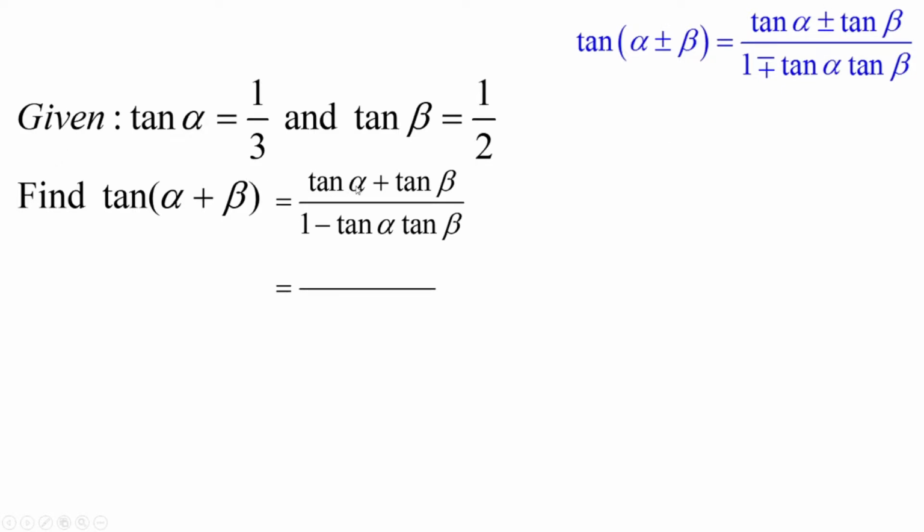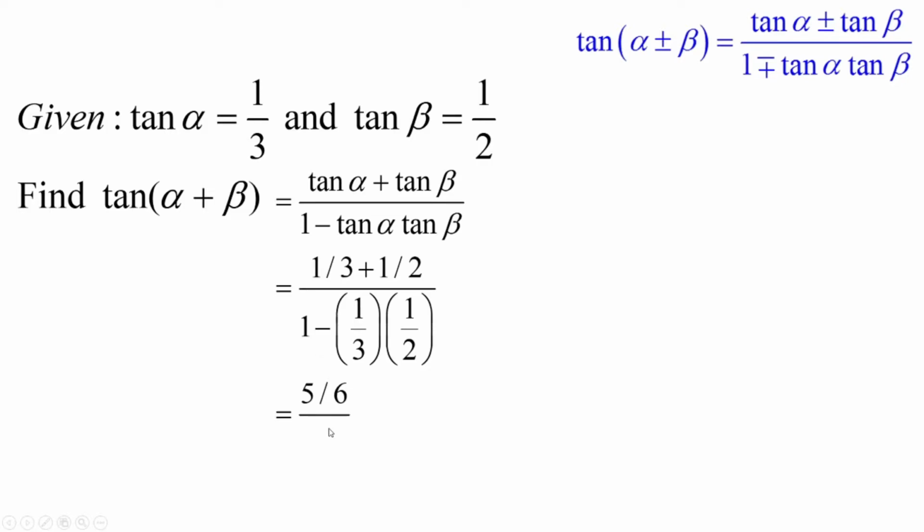All right, so let's substitute. So what is tangent of alpha? Oh, it's 1/3 plus, and what is tangent of beta? It's 1/2 over 1 minus, and then the product of 1/3 and 1/2. I usually skip that step. But anyway, let's do the arithmetic. So what's 1/3 plus 1/2? Well, common denominator, that would be 2/6 plus 3/6, or 5/6. And then 1 minus 1/6 would be negative 5/6.